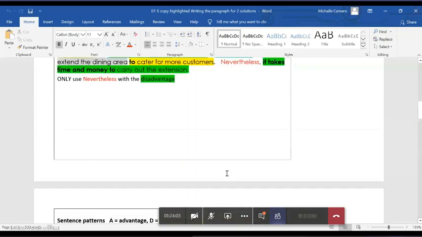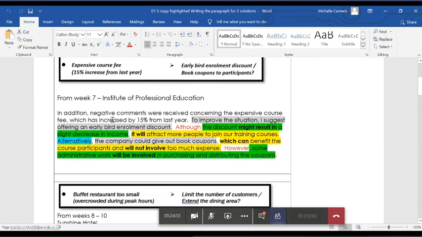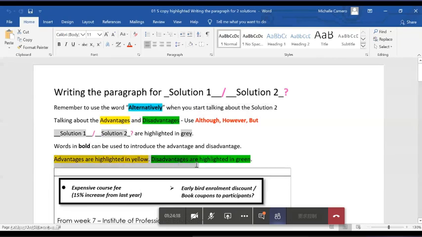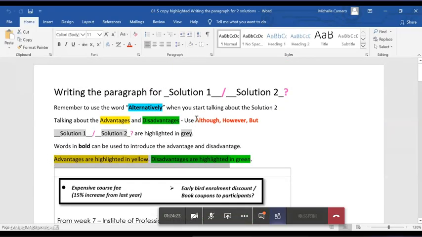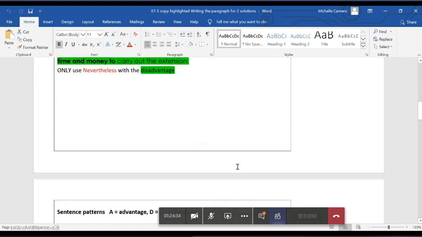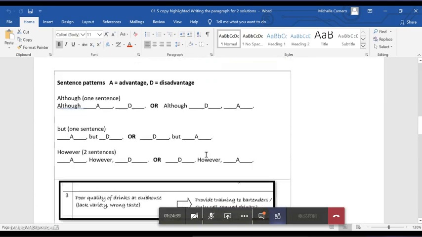Okay, and in this paper, you will notice that when you want to use alternatively to introduce solution 2, I highlighted that blue. You'll see that in all of the paragraphs. And then I highlighted the advantage in yellow, disadvantages in green. You'll see all that. And then I used, remember, although, however, or but. We talked about those. Those are used to show the relationship between the advantage and disadvantage, and I put those in red. So you can see that here. Remember, we did talk about although, but, and however. And we also talked about their sentence patterns here.